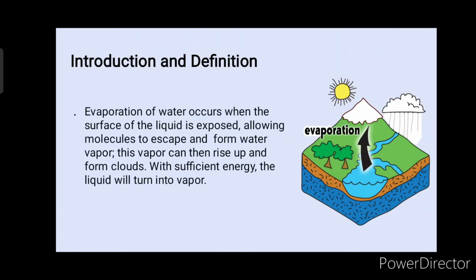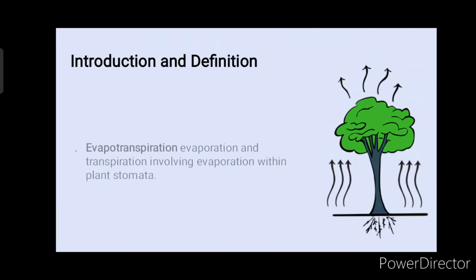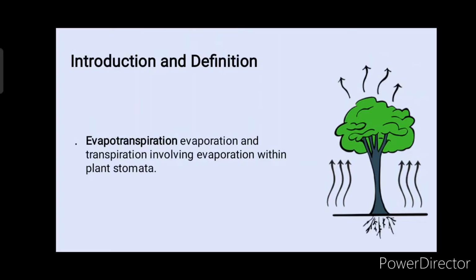Evaporation of water occurs when the surface of the liquid is exposed, allowing molecules to escape and form water vapor. This water vapor can then rise up and form clouds. With sufficient energy, the liquid will turn into vapor. Evapotranspiration: evaporation and transpiration involving evaporation within plant stomata.